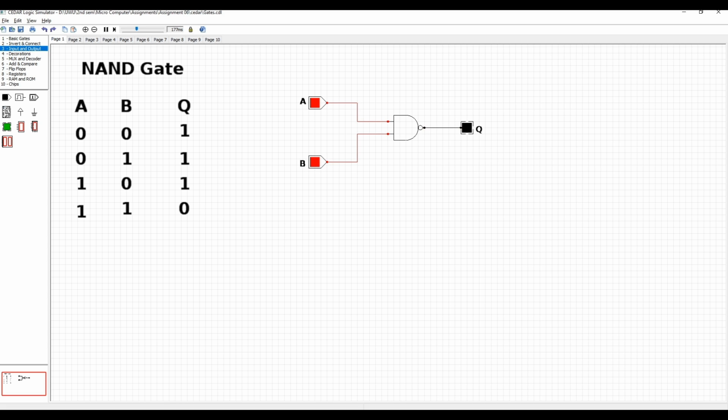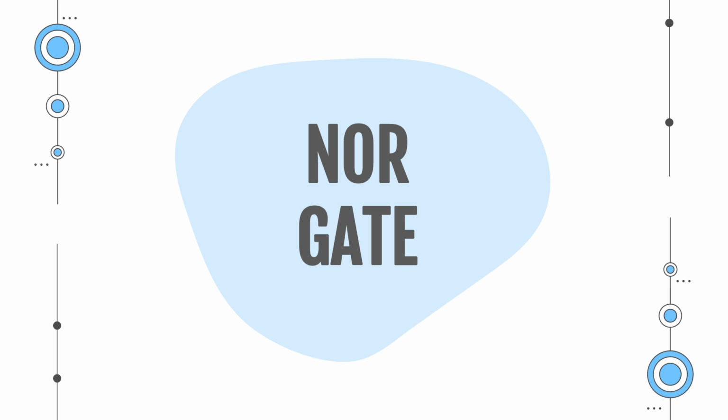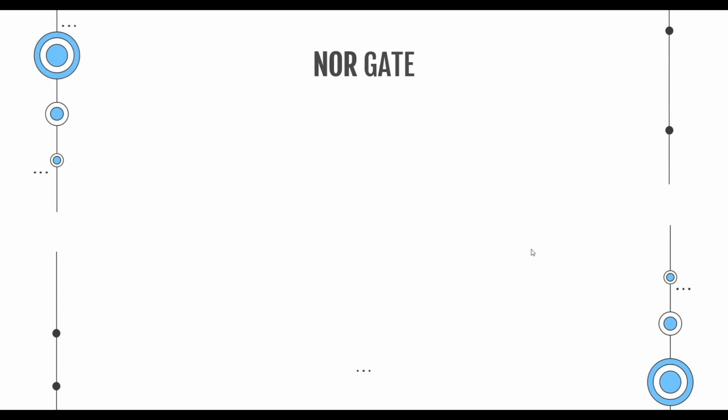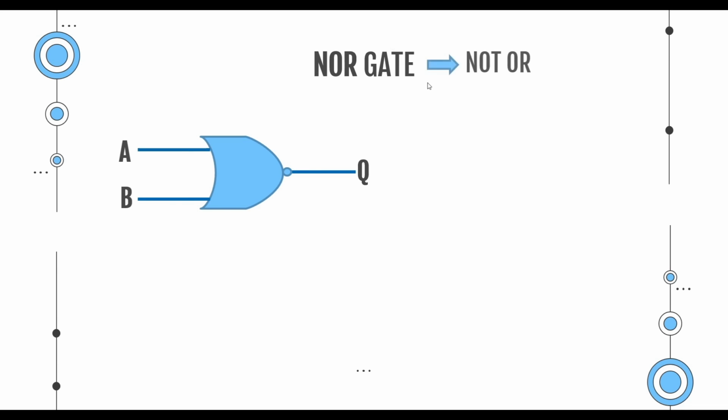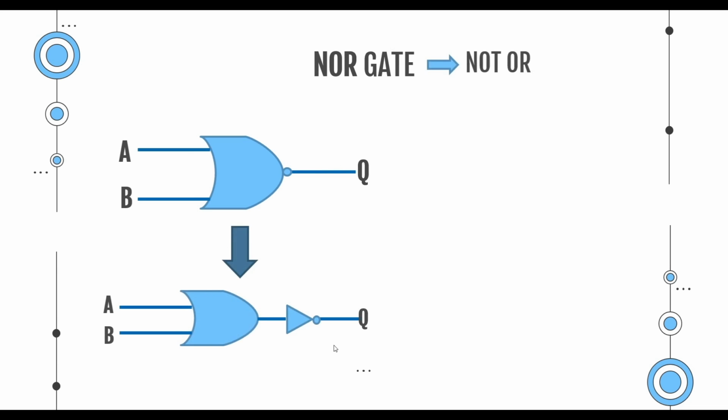Let's move to the next gate. The next gate that we are going to discuss is the NOR gate. This is the symbol that we use to represent the NOR gate. This NOR gate may have 2 inputs or more than 2 inputs, and it has one output. This NOR gate is equivalent to NOT OR, which means the combination of an OR and a NOT gate. So this NOR gate produces the inversion of the OR operation.